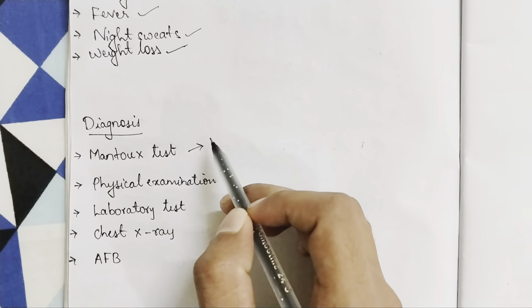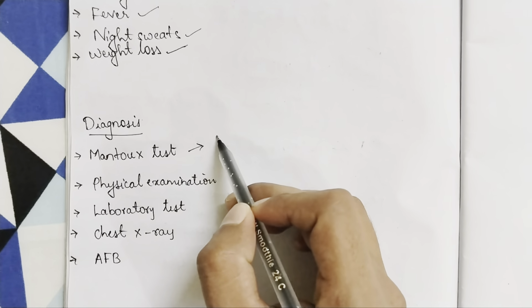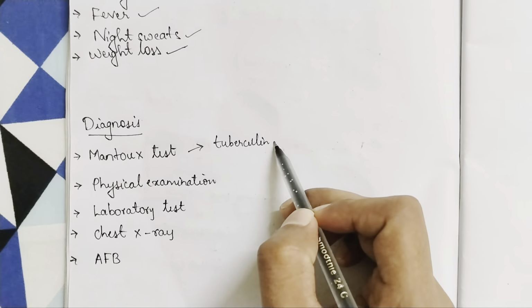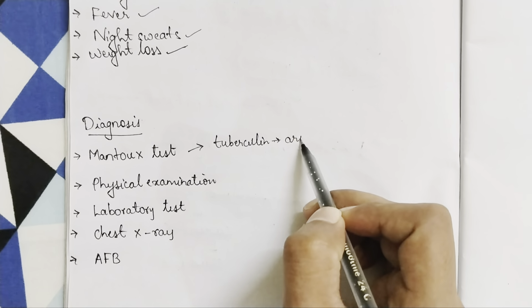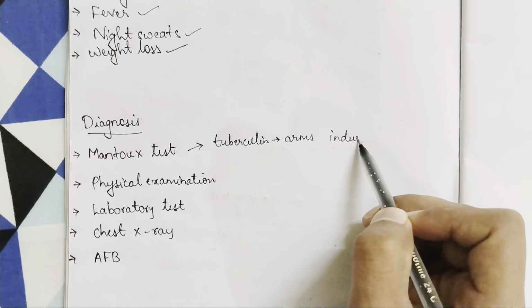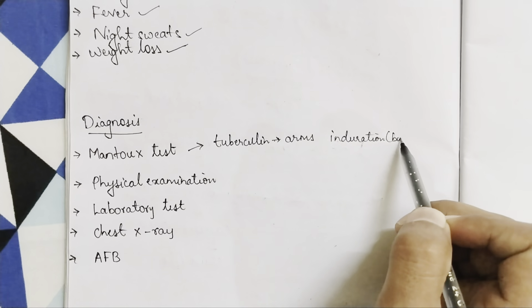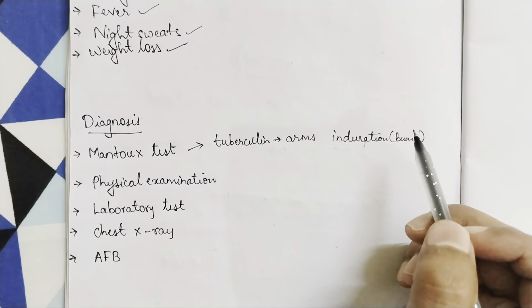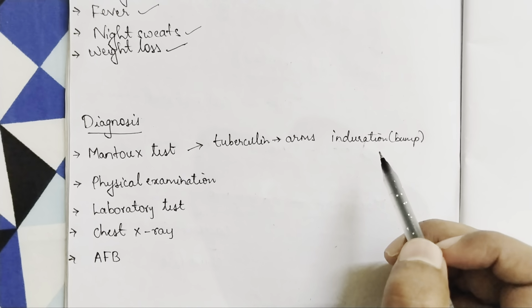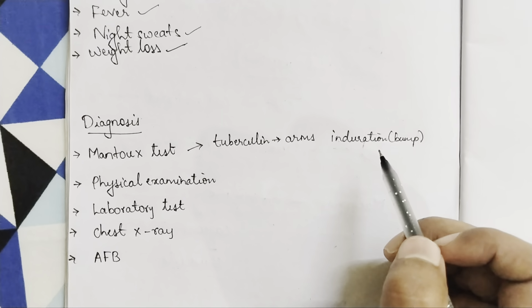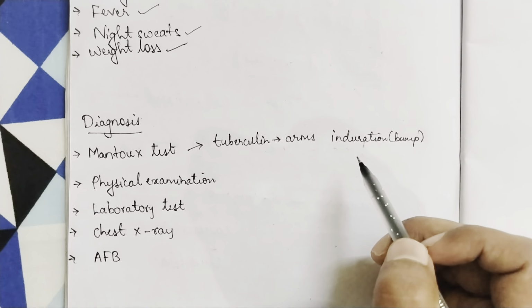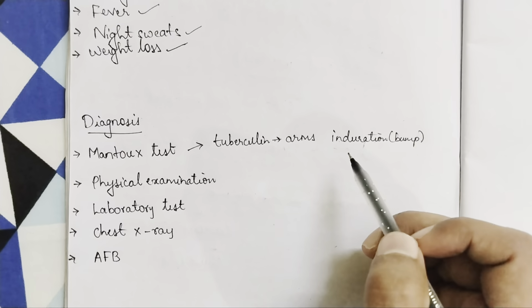First is the Mantoux test. The Mantoux test is the test in which tuberculin will be injected into the forearm. Then the area of induration will be seen. Induration means a bump. If the bump is around 5 mm and the patient is HIV positive, then most probably we can confirm that the patient has tuberculosis. Otherwise the cutoffs are 10 mm and 15 mm. If it is 15, then we can definitely confirm that the patient has tuberculosis.